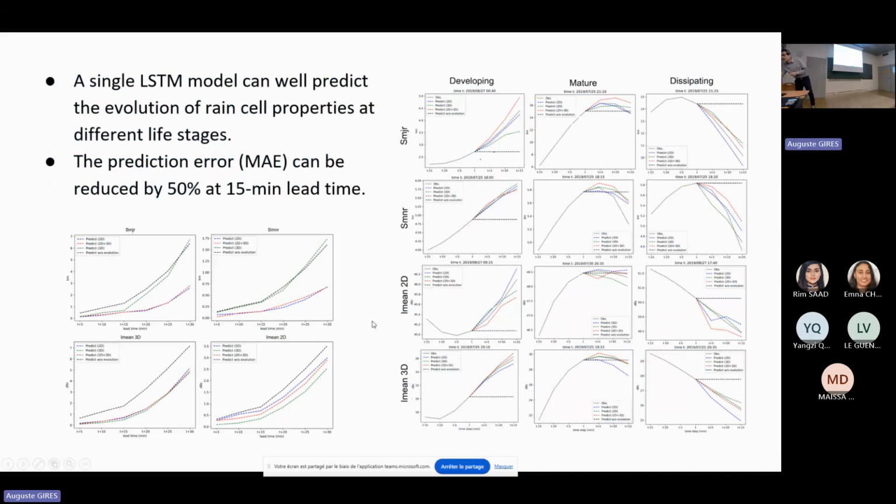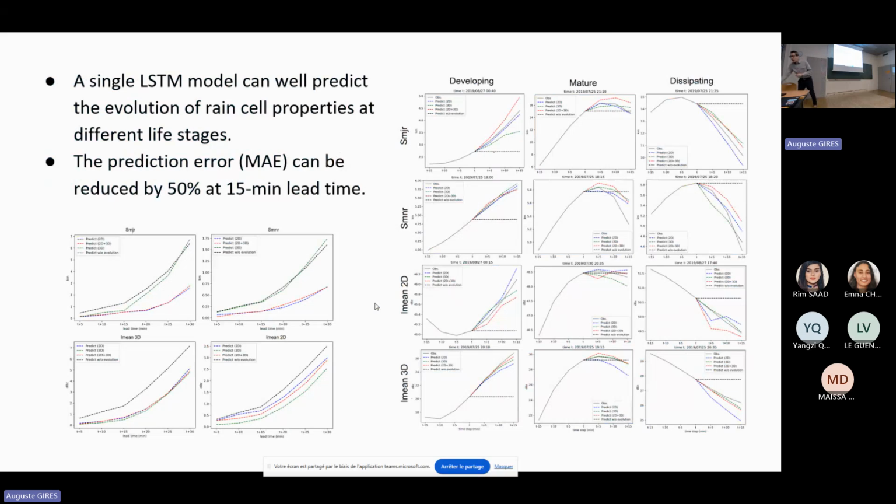Okay, and we can find that for the geometry, that means the long and short axes, the area or the geometry of your cell, 2D is enough. When you consider the 3D product, it doesn't help. Only 2D itself is enough to predict that quite well. But in terms of intensity, the 3D core altitude is very, very important. It is a very good indicator to predict the evolution of your intensity.